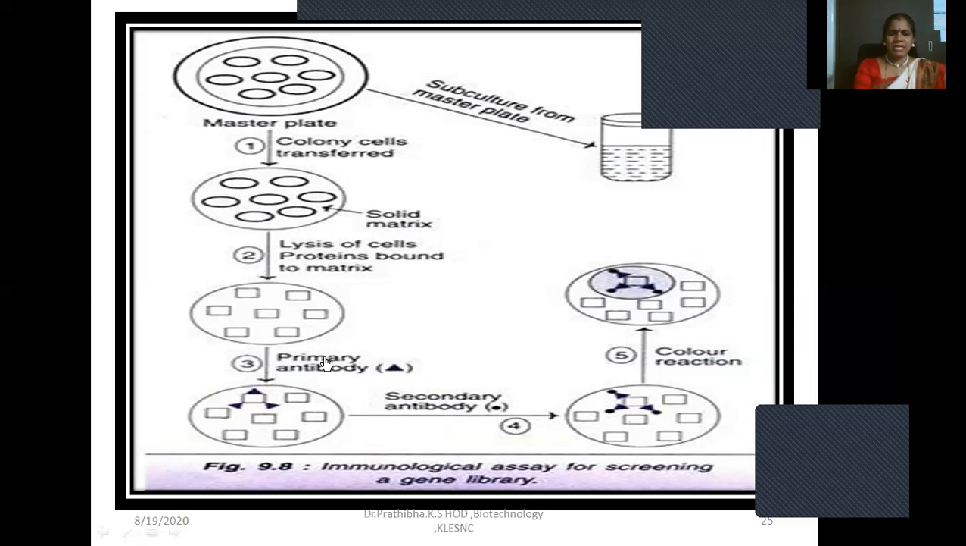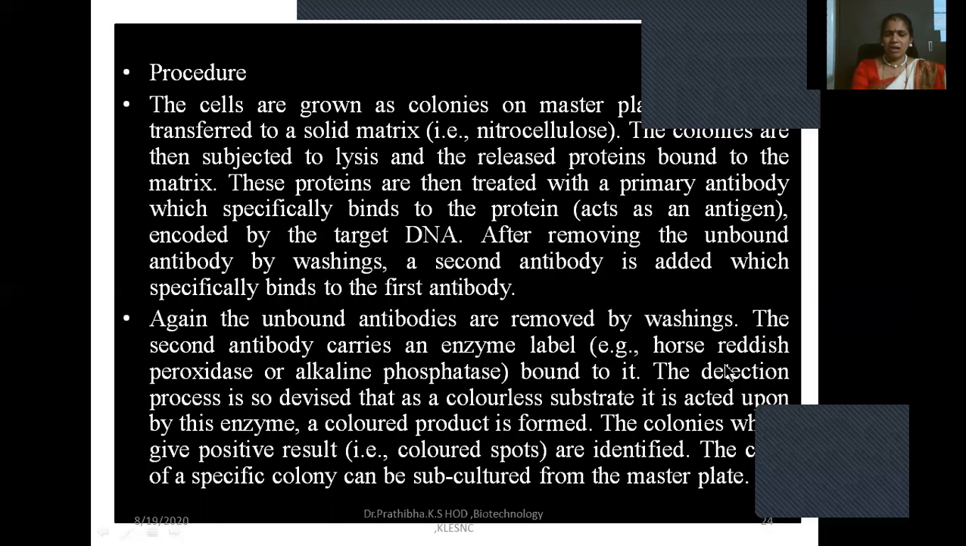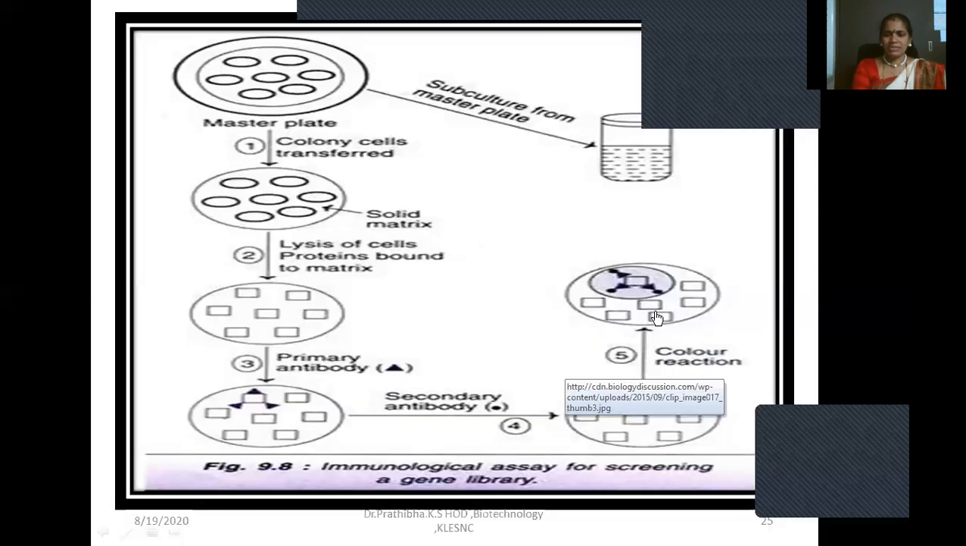To this, primary antibodies will be applied. When we apply the primary antibody, which acts like an antigen, it goes and binds to the respective proteins. Then the unbound primary antibodies are removed by using wash buffer. Then secondary antibodies will be treated. After treatment with the secondary antibody, the unbound antibodies will be removed. Then this secondary antibody, which reacts with the proteins and is tagged with an enzyme, right? Which enzyme? Horseradish peroxidase or alkaline phosphatase enzyme. Once they react with each other, it gives the colored product.